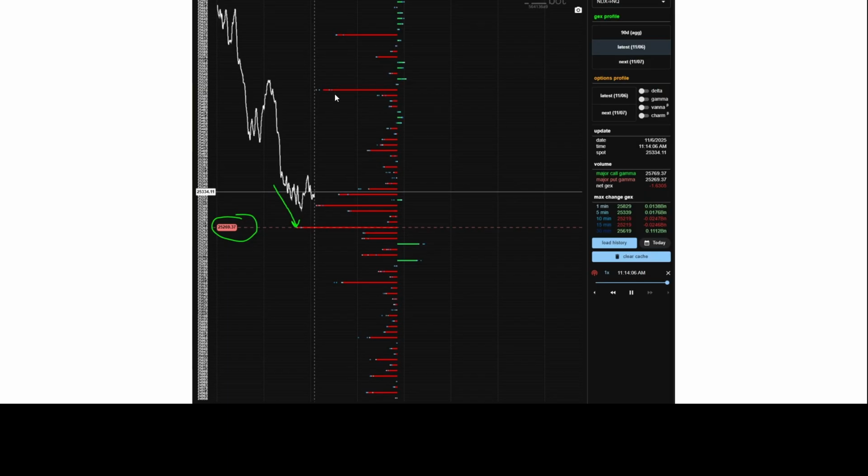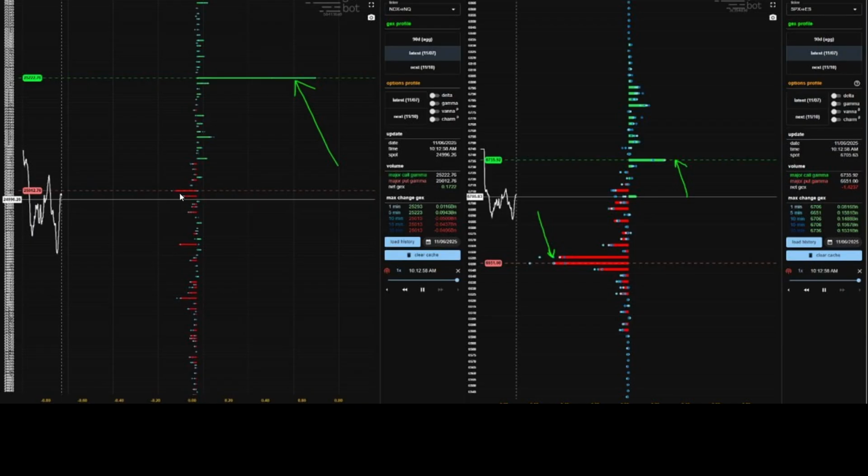Here's another example: price goes downside, makes a higher low, maybe a lower low, and then price will try to hit this level. I signed there. Here's another position. See how big the bar is here.